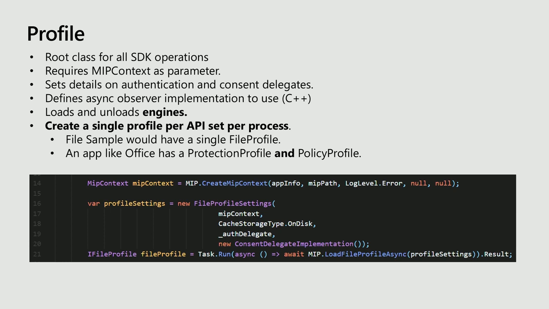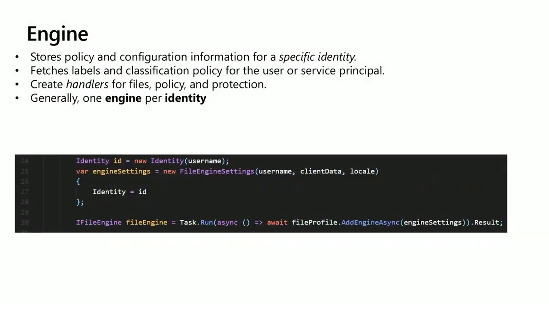And so here you can see an example from C# of creating the MIP context with some settings. I create the profile settings object, which defines the context, the cache storage type, auth delegate, and consent delegate. And then I pass that all into the MIP static load file profile async. And then that just loads the profile, and then the rest of my operations happen using that profile.